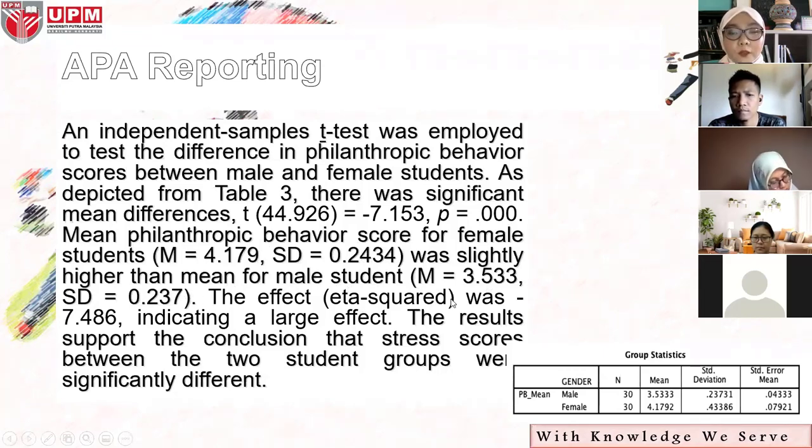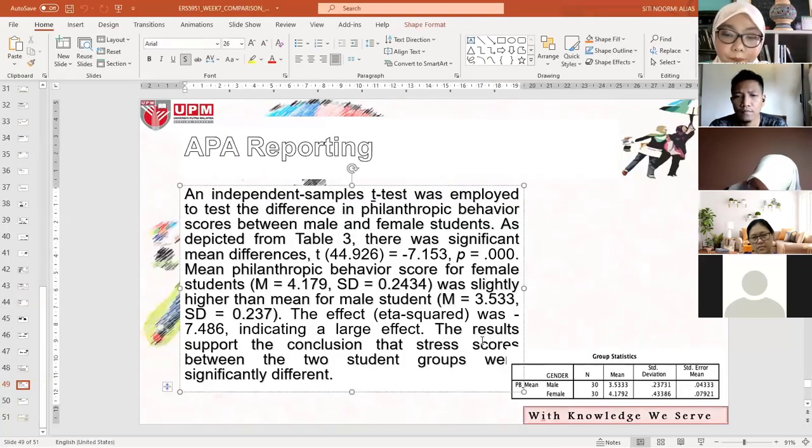The effect size by using eta squared was 7.486, indicating a large effect size. So the results support the conclusion that the philanthropic behavior scores between the two groups of students were significantly different. Adjust sikit.